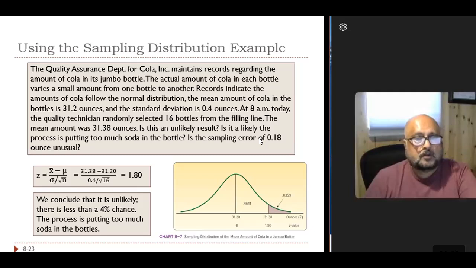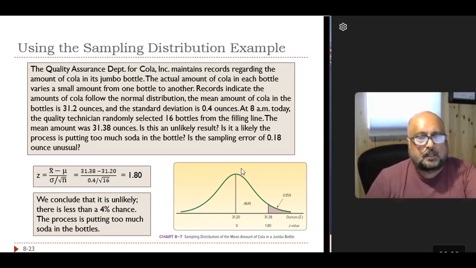Is this normal? Well, first you find the z value. The z value is found by this formula you saw before, where x bar is the sample mean, 31.38, minus the population mean, and we fill in the values here, you get 1.80, right? So 1.80, and we can use the z tables. There are z tables available online or in the back of statistics books.